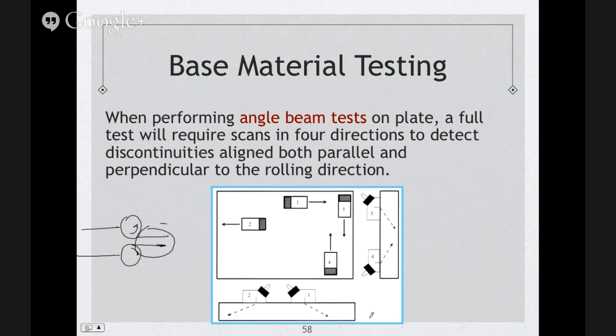So let's say this material was rolled from here, from this material down to this thickness, right? So now you want to check for cracks, right? You want to scan in 4 different directions if we're doing angle beam, right?